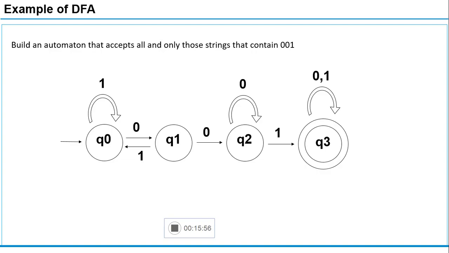So 0 has been read. There is another 0, so it has to move on from Q1 to Q2. Then you have a 1. It has to move from Q2 to Q3. So once it has read 0, 0, 1, it has to move on to an accepting state. So we have a starting state that is Q naught and we have an accepting state that is Q3.